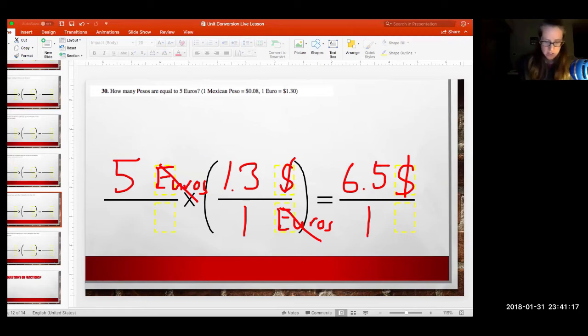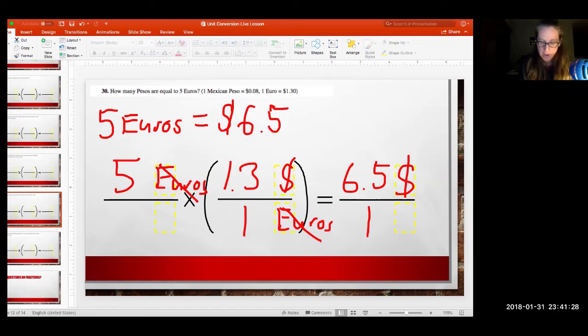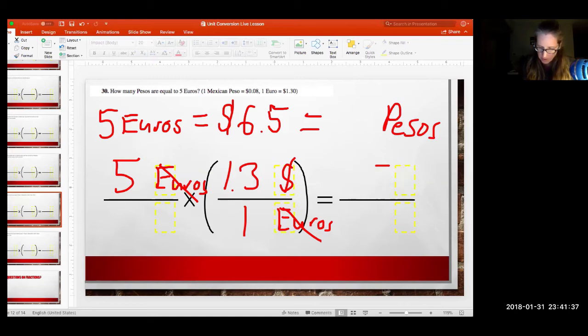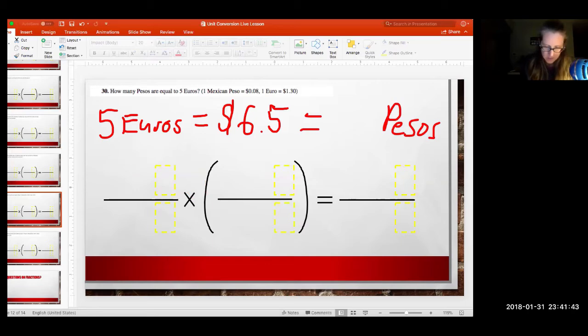Now, so €5 equals $6.50. And now we're going to change it to pesos. So hold on, I'm going to get my eraser. There we go. Okay, so we're going to take our $6.50. Oops, did it again. $6.50. And we're going to change that to, we want pesos.